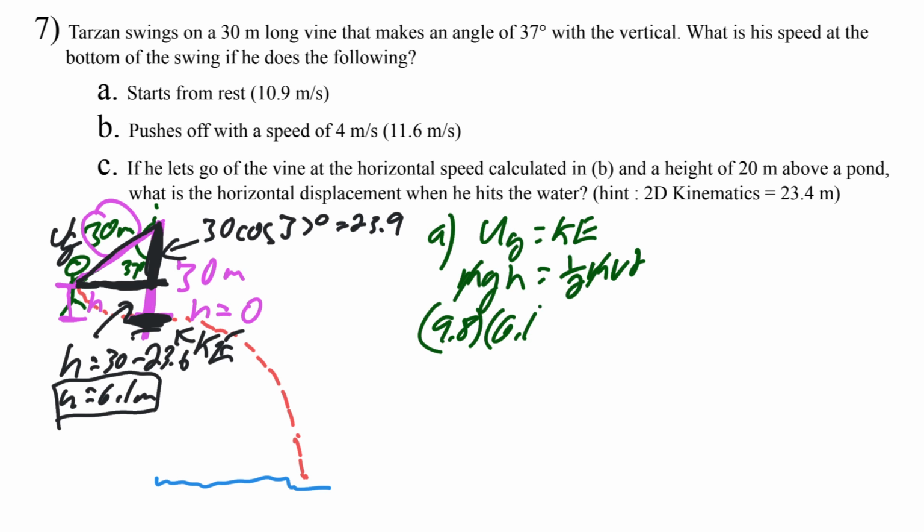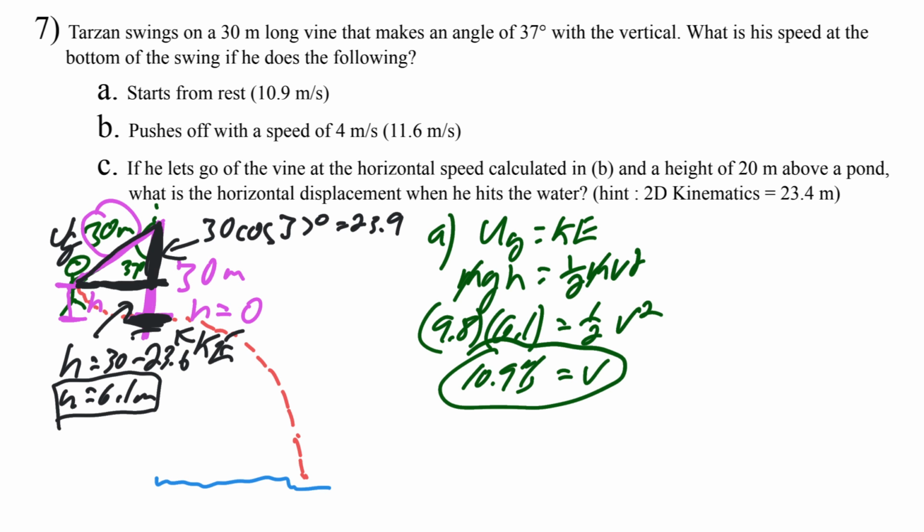So I'm going to use that height of 6.1 equals 1/2 v squared. Multiply both sides by 2, and then square root it. So I get 2 times 9.8 times 6.1, and then we'll square root that. And I'm getting 10.9. I could have just looked at the answer, but I just wanted to verify. So 10.9.